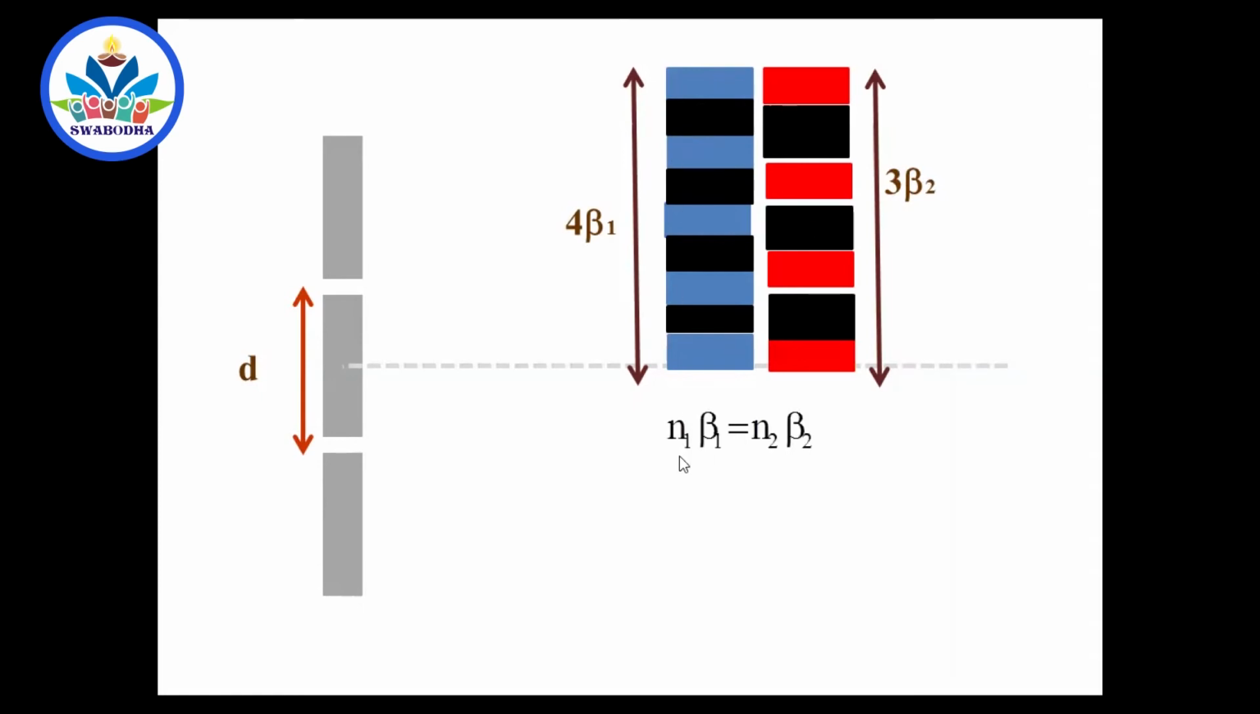What is the minimum distance? Let the n1th fringe of the first one and the n2th fringe of the second one be formed at the same place. For example, here the 4th fringe of blue and the 3rd fringe of red are formed at the same place. If they are formed at the same place, the distance to that fringe from the central bright fringe is the same, right? Call it X. The distance of that coinciding point from the central bright fringe must be the same for both. That means 4 beta 1 must be equal to 3 beta 2. We will take the 4 and 3 in a general way: n1 beta 1 must be equal to n2 beta 2.